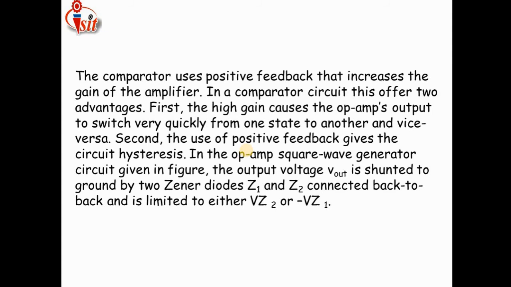In the op-amp square wave generator circuit given in the figure, the output voltage Vout is shunted to ground by the two Zener diodes, Z1 and Z2, connected back to back, and is limited to either VZ1 or VZ2. VZ1 has a negative sign and VZ2 has a positive sign.